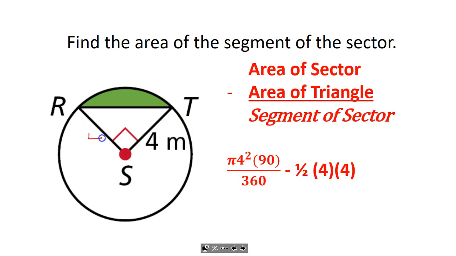And remember, this would be 4 over here as well, because it's just another radius, right? So once we do that, we get 12.57 for this number, and then we get 8 here because half of 16 is 8. So this would be 4.57 meters squared.